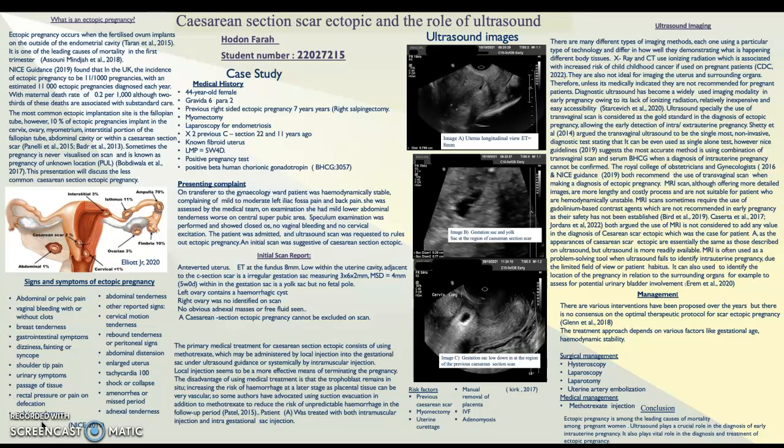Shetty et al. 2014 argued that transvaginal scan is the single most non-invasive diagnostic test, stating that it can even be used as a single test alone. However, NICE Guidelines 2019 suggested the most accurate method is using a combination of transvaginal scan and serum beta HCG when the diagnosis of intrauterine pregnancy cannot be confirmed. The Royal College of Obstetricians and Gynaecologists 2016 and NICE Guidelines 2019 both advise the use of transvaginal scan when making the diagnosis of ectopic pregnancy.